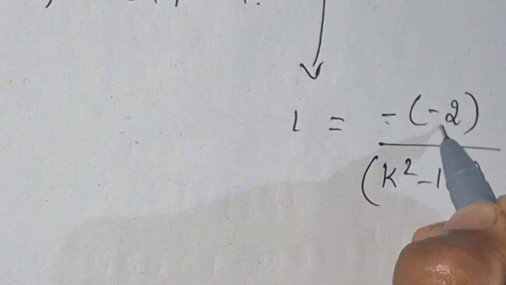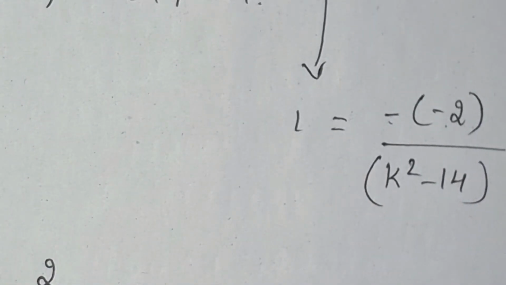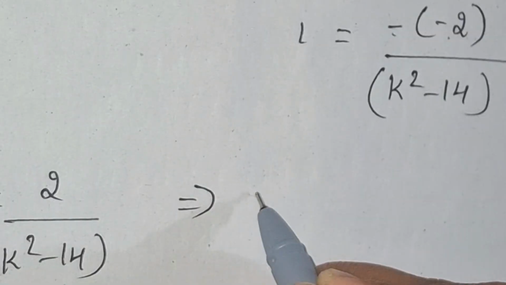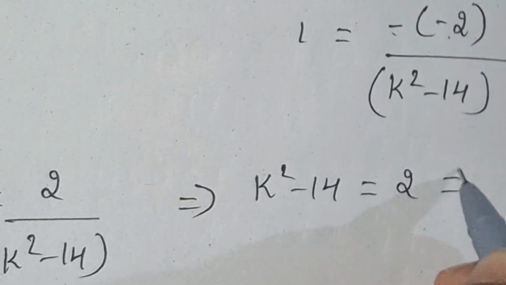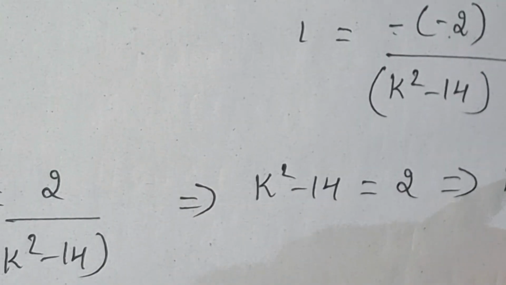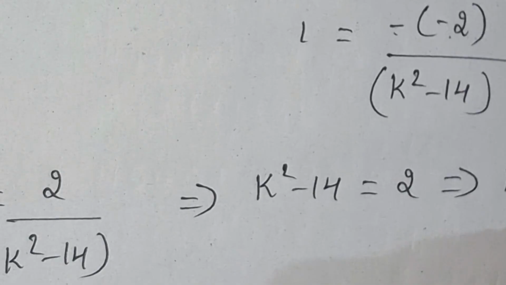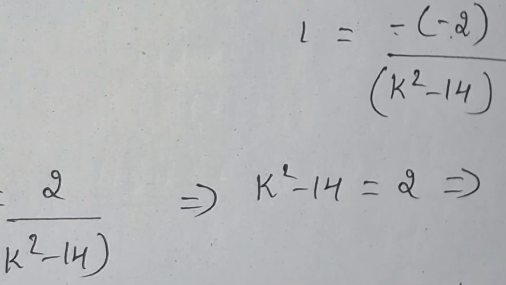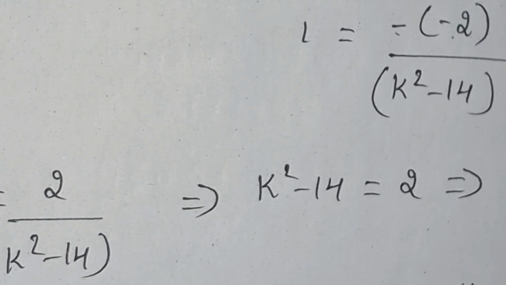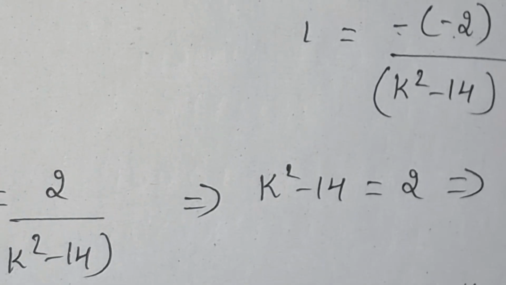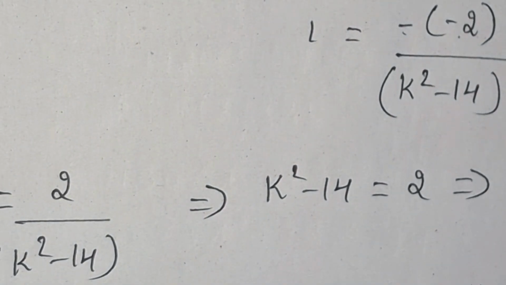Then minus into minus is plus, so 2 by k square minus 14. Then cross multiply for RHS and LHS: k square minus 14 into 1, k square minus 14 equal to 2. Then minus 14 comes to the other side: 2 plus 14, then 16. K square equal to 16, so k equal to root 16. So k equal to plus or minus 4, because the square root of 16 is 4. So this is the second question.